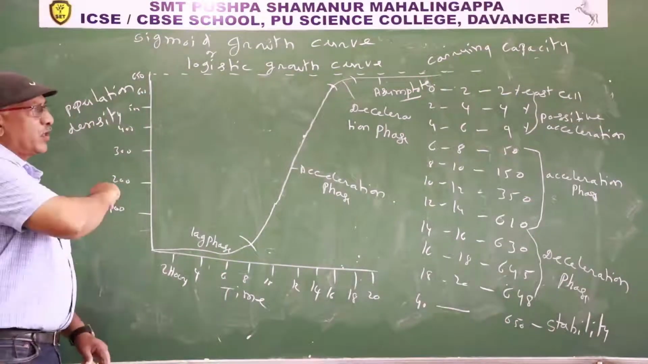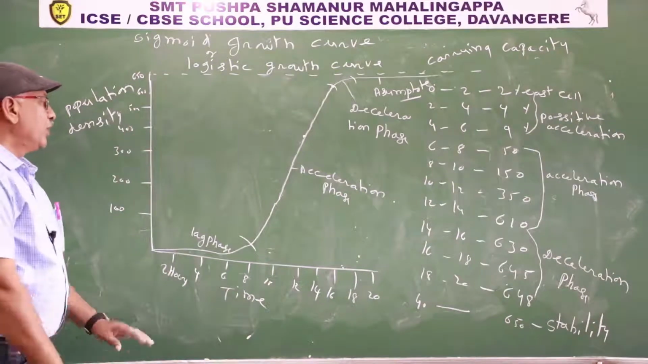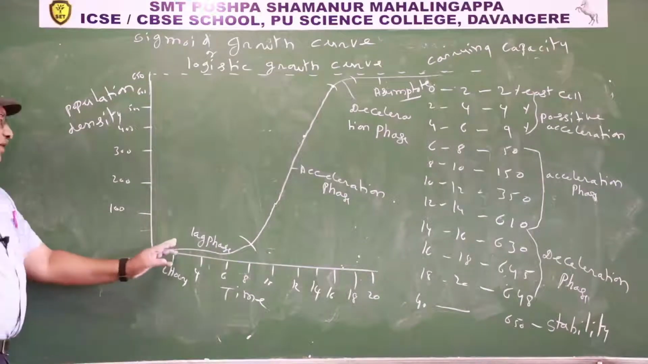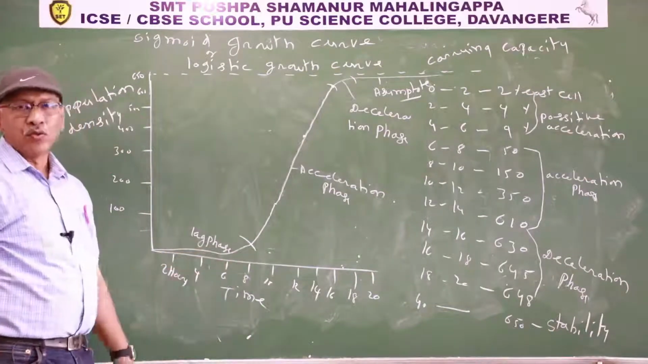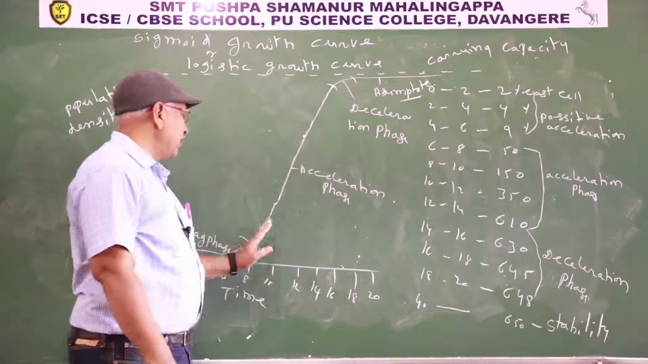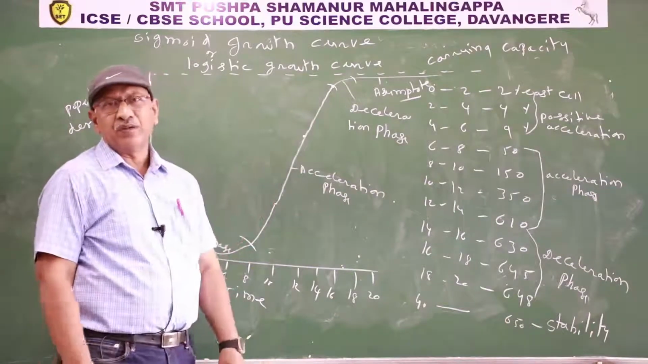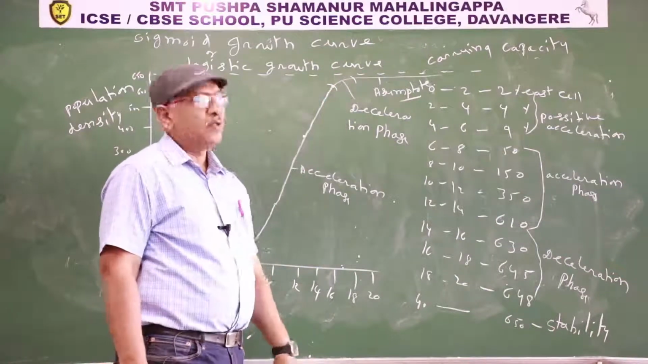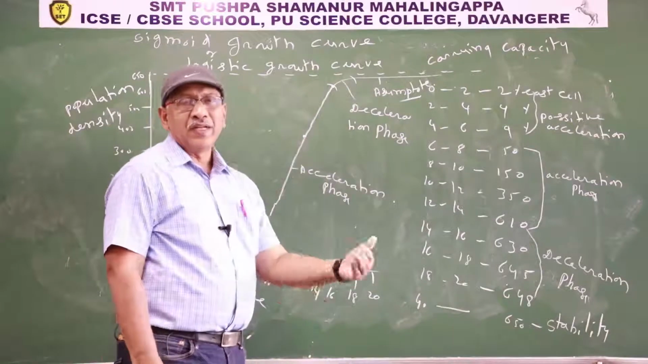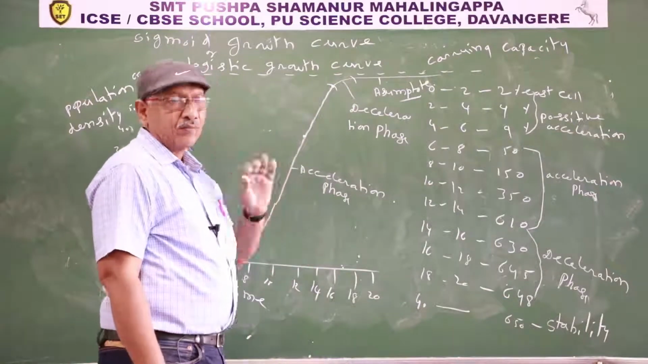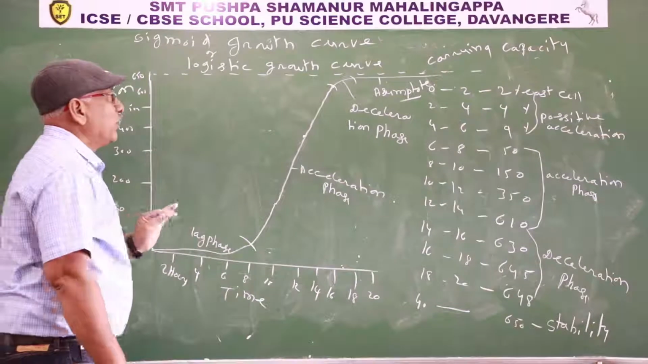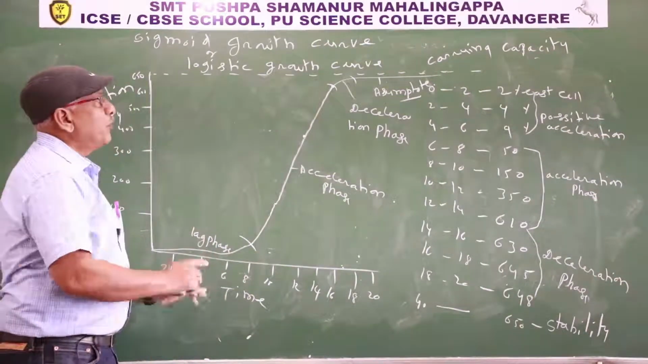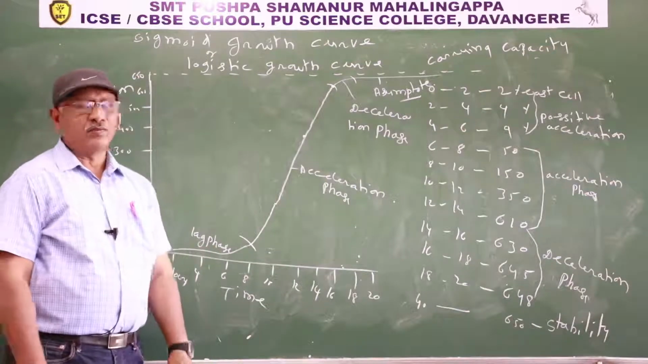So the logistic growth curve or sigmoid growth curve has 4 phases. Lag phase: the growth rate is slow. Acceleration phase: the growth rate is rapid. Deceleration phase: the growth rate decreases. And asymptote: a neither increasing nor decreasing state. The sigmoid growth curve is a realistic growth curve applicable to all real populations.